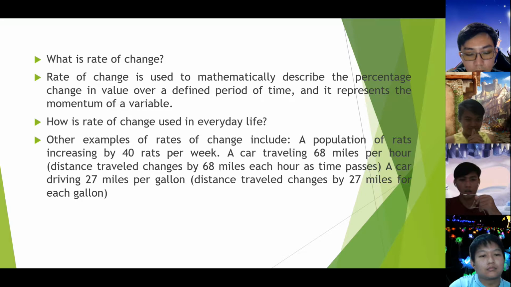Other examples of rate of change include a population of rats increasing by 30 rats per week. A car traveling 68 miles per hour, distance traveled changes by 68 miles each hour as time passes. A car driving 27 miles per gallon, distance traveled changes by 27 miles for each gallon.